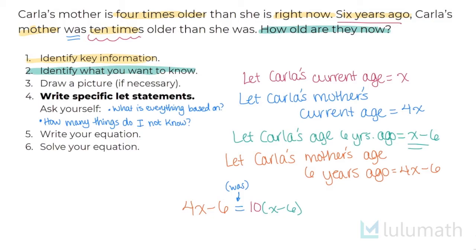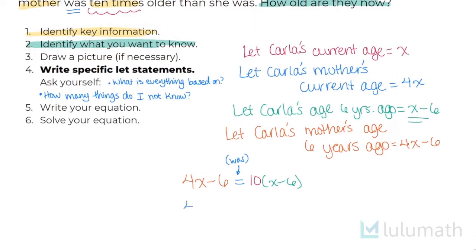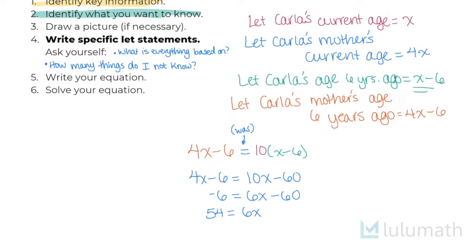Now we can solve our equation. So I'm just going to copy down this 4x minus 6, and then I'm going to distribute the 10 through, equals 10x minus 60. I'm going to get rid of this 4x by subtracting it. So I have a negative 6 left over, and when I subtract 4x from 10x, I get 6x, and then I'm going to copy down the minus 60. Then I'm going to get rid of this minus 60 by adding it. So negative 6 plus 60 is 54, and I have 6x left over. Negative 60 plus 60 is 0, so that's going to go away, which is what I wanted to have happen.